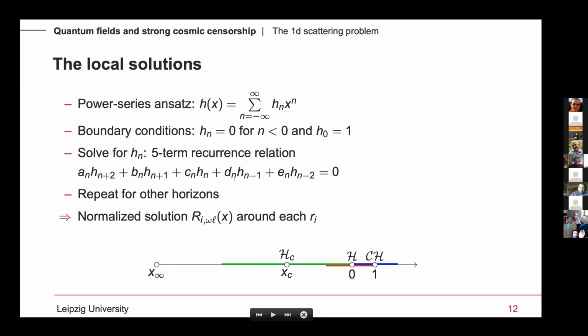And then we can repeat the same thing for the other horizons, since up to now we only have a solution in this red region here. And to cover the other horizons, we will repeat the same in some new adapted variables around the cosmological horizon, getting a solution in the green region, and around the Cauchy horizon, getting a solution in the blue region. And finally, we put in some normalization constants.